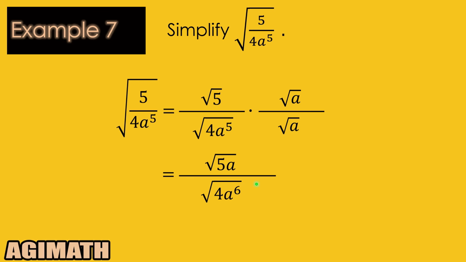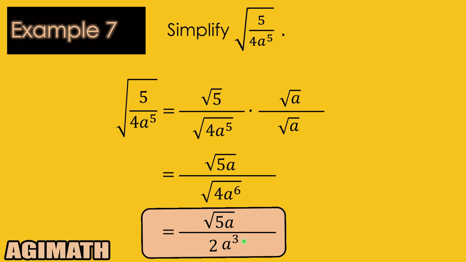And then, expect that in the denominator, there should be no radical sign because we are doing rationalization. So we need to simplify further the square root of 5a. And then, what's the square root of 4? Square root of 4 is equal to 2. And then for a to the power of 6, just copy a. And then 6 divided by 2 is equal to 3. And that's it. Magic rectangle.